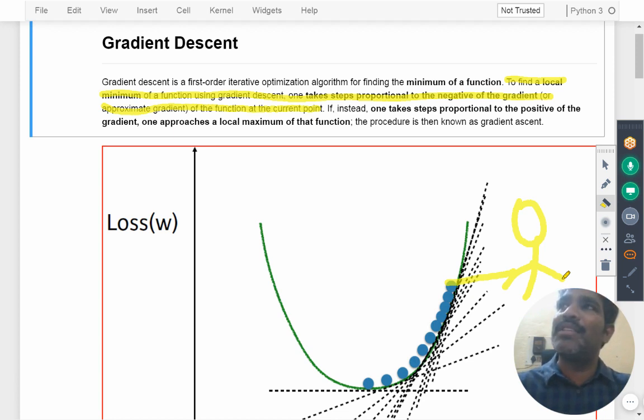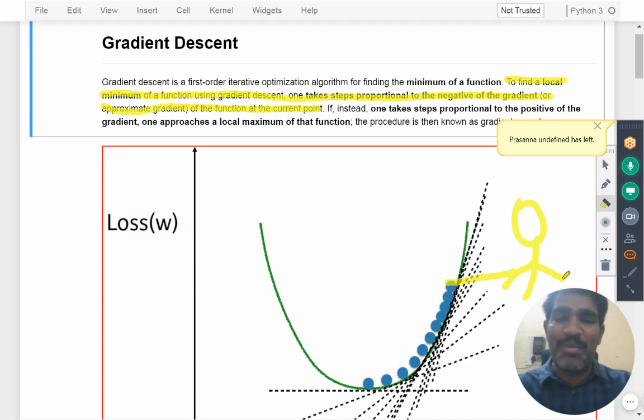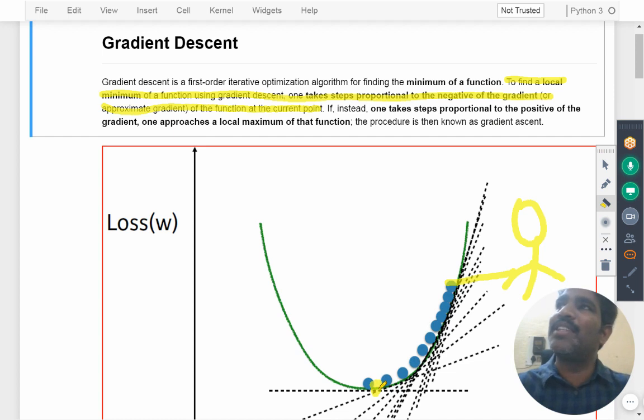My goal is to go to the minimum point. Minimum point means where it is available. Here it is available, right? So my goal is to go to the minimum point. I said already, it is night time. I don't know which side the height is growing and which side the height is decreasing. I don't know.